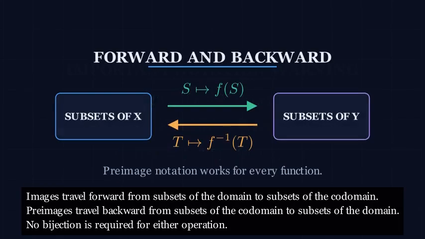Images travel forward from subsets of the domain to subsets of the codomain. Preimages travel backward from subsets of the codomain to subsets of the domain. No bijection is required for either operation.